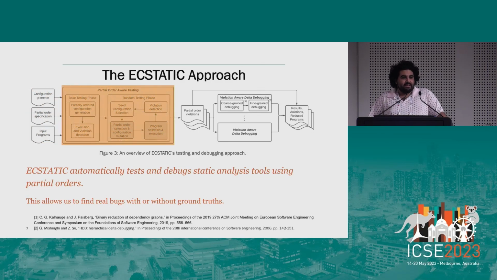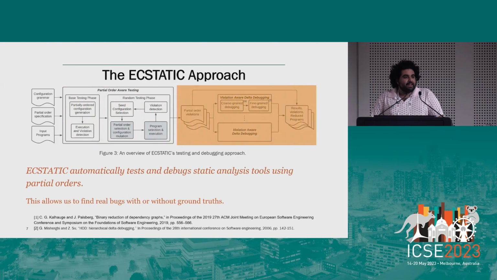Given these inputs, ECSTATIC first performs partial order aware testing. This means that for each partial order in the specification, ECSTATIC will generate a configuration and then mutate it so that we have two configurations that are different by only one setting, like the green and the orange configuration two slides ago. It will then run this pair of configurations on each input program and compare the results against the table that I showed on the last slide to see if we find any violations of the partial order relationships.